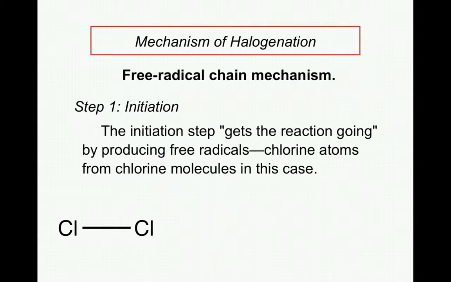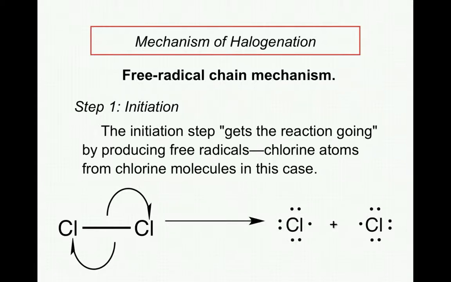The first step of all free radical chain mechanisms is the initiation step, in which we form our first radical that propagates new radicals throughout the reaction. In this case, when molecular chlorine is exposed to light, a homolytic cleavage occurs in which one electron goes to each chlorine from the sigma bond that the two share to form free radicals of chlorine atoms.